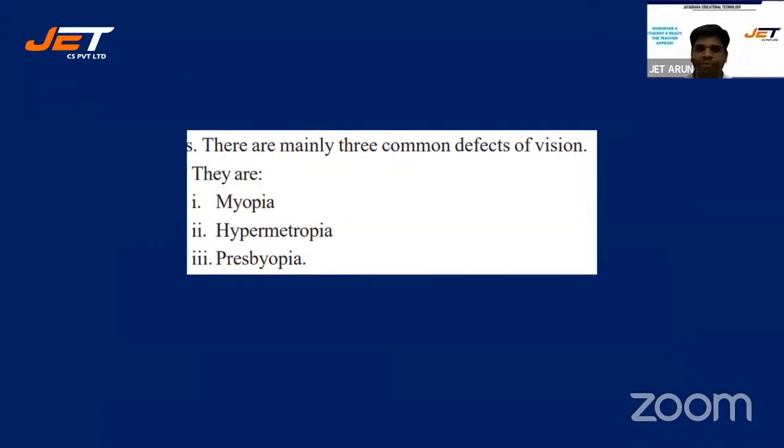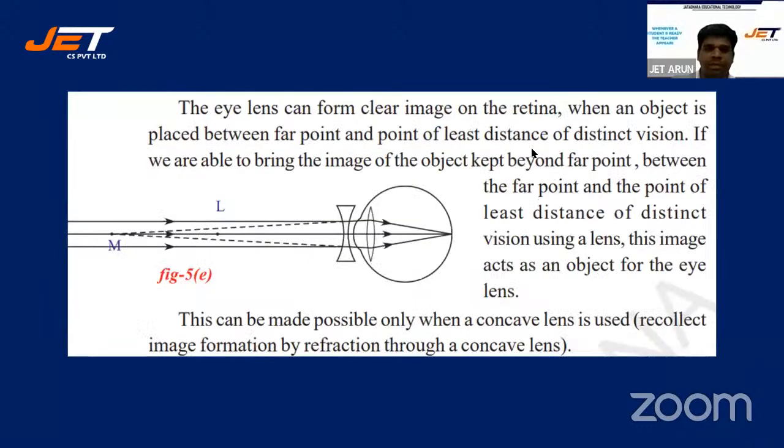Students, we will now talk about the defects of vision. There are three main defects of vision: myopia, hypermetropia, and presbyopia. You are well aware of the basic definitions, so I'm going a little more into detail. This diagram shows the correction as well.